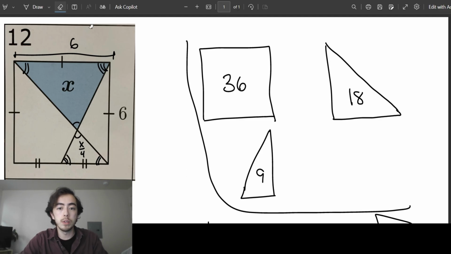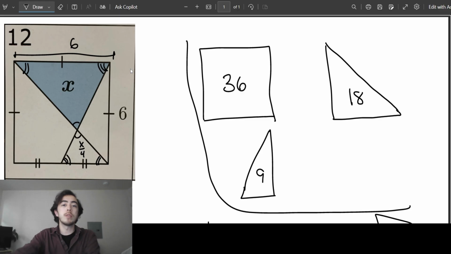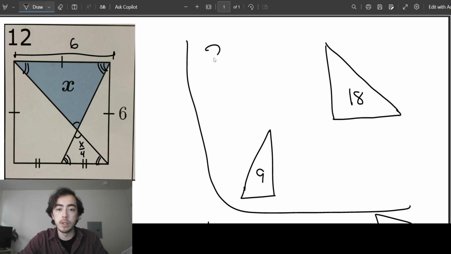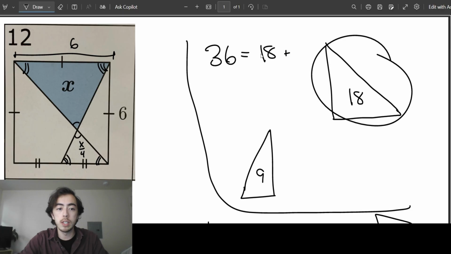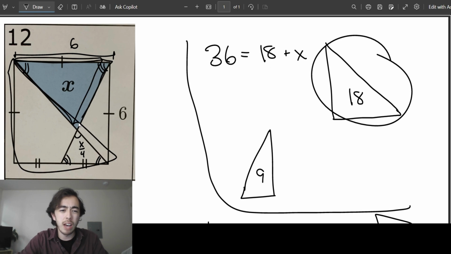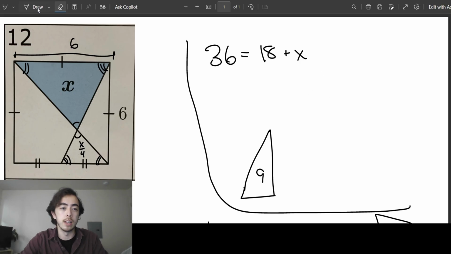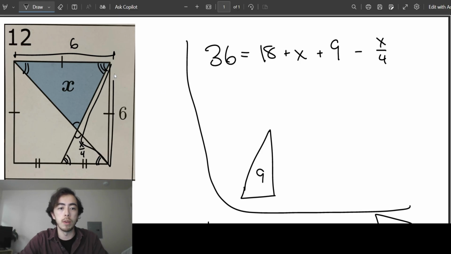From there, I can do a little bit of composing shapes together to create an equation out of the areas. So the whole entire square is 36, and this should be equal to, when I add this triangle, which is 18, to my x triangle right here. I don't have an expression for this triangle on the right side just yet, but I do know that it's just this 9 and then take away my x over 4. So never mind, I do. I can add the 9 and then take away the x over 4. I'm just talking about this right side.